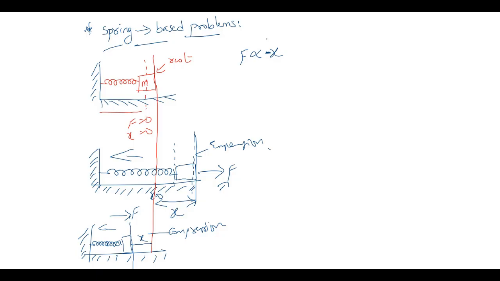Therefore force is directly proportional to minus x. Minus indicates that spring force is opposite to the displacement. If I remove this proportionality, I have to put some constant k. Therefore this will become F is equal to minus kx. This is known as the spring force.